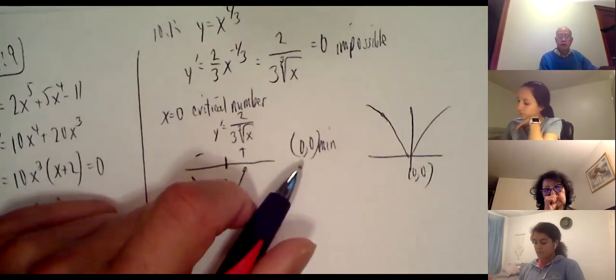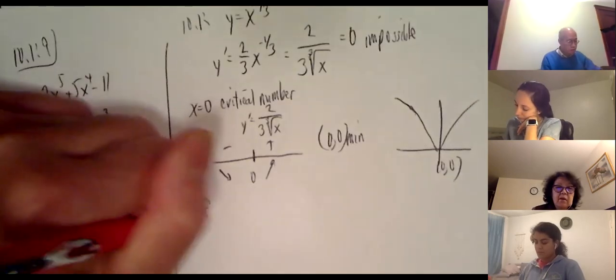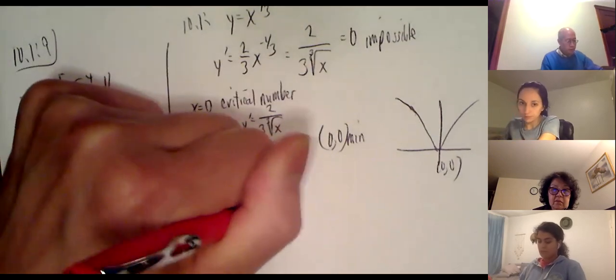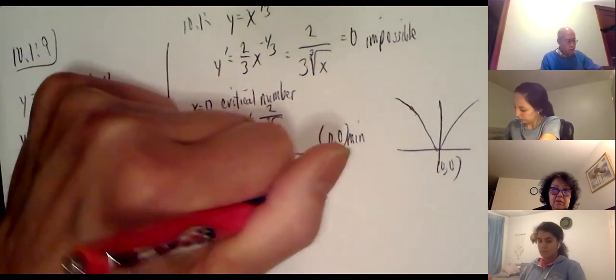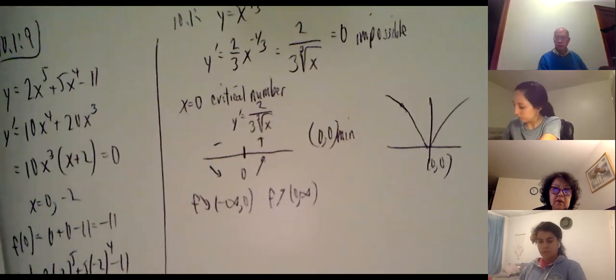So I do have a minimum at 0, 0, and that's it. The function's decreasing from negative infinity to 0, and the function's increasing from 0 to infinity. So I do have a minimum at the origin, it looks like.